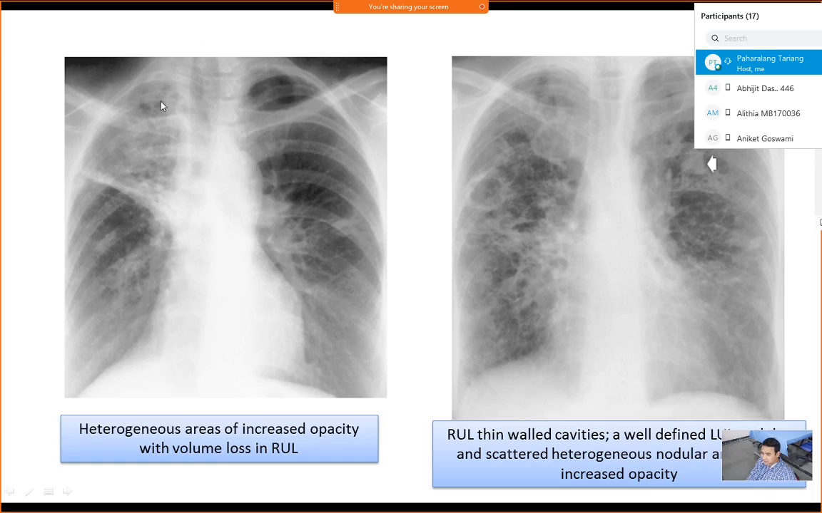Similarly here, we can see that there is volume loss on the right side. The horizontal fissure has been pulled up, and there is extensive nodular infiltration here. There's another X-ray of NTM disease showing multiple thin-walled cavities here. There's another cavity here with a granuloma or a nodular lesion here.